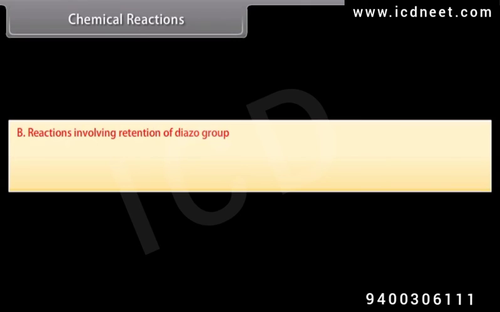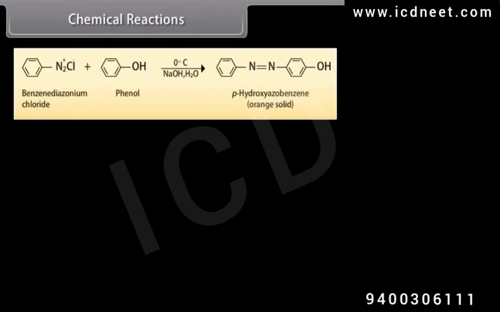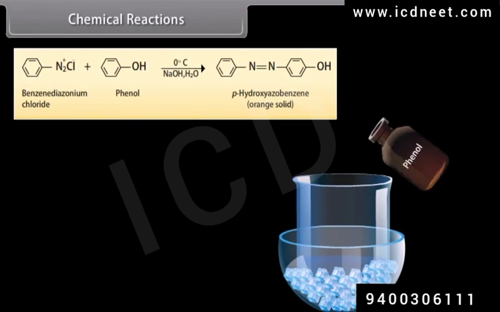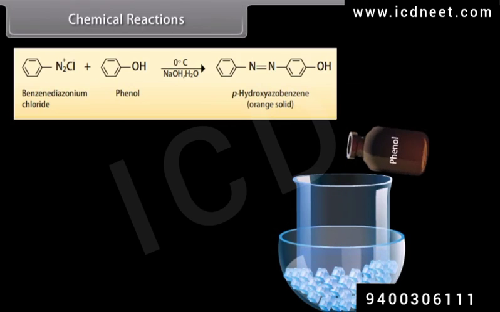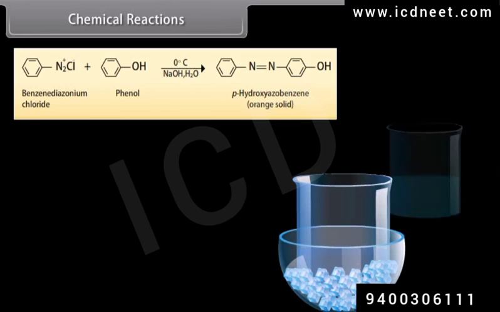Reactions involving retention of diazo group. Coupling reactions. Arene diazonium ions are relatively weak electrophiles but have sufficient reactivity to attack strongly activated aromatic rings of phenols and tertiary arylamines. The reaction is known as azo-coupling. Benzene diazonium chloride reacts with phenol in the presence of sodium hydroxide and water at 0 degrees Celsius, and produces para-hydroxyazobenzene.